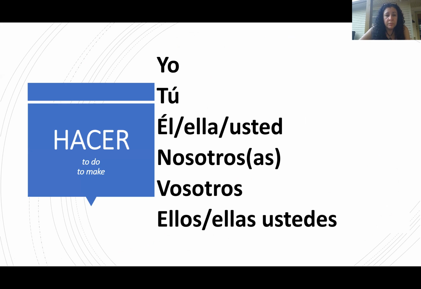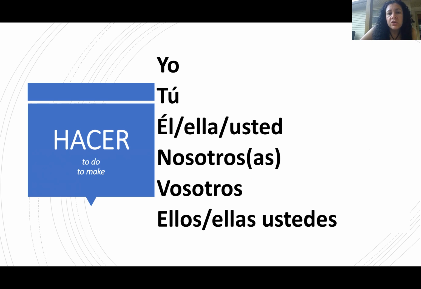Hacer is our second verb. And let's see what happens in terms of structure to this verb. Hacer is to do or to make. And it's a verb that we use a lot to ask questions. ¿Qué vas a hacer? ¿Qué hiciste? In all the tenses, hacer will be the verb, the same way that the verb to do is in English. What do you do? What will you do? Things like that.